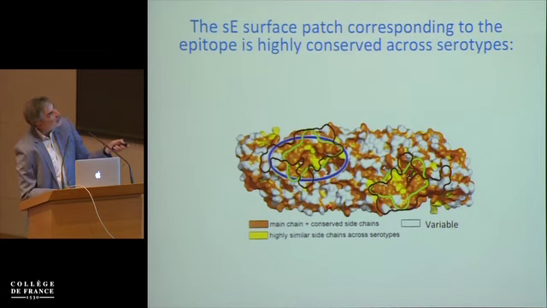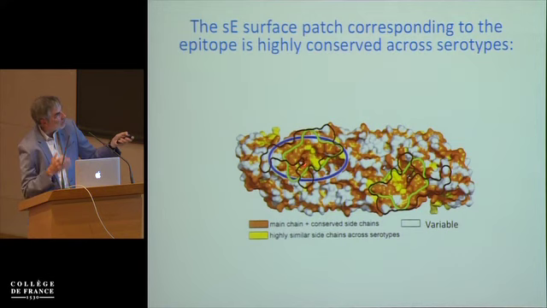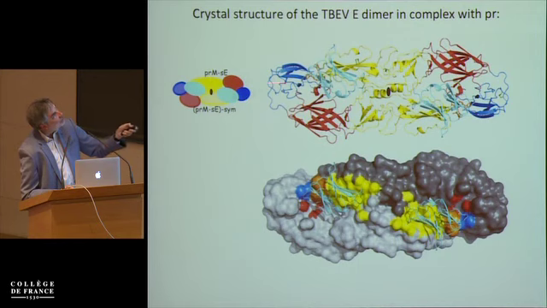So here, everything that is variable is white, and the main chain, which doesn't vary because you cannot mutate the main chain unless having insertions, or conserved side chains are orange, and yellow are highly similar, for instance, leucine or isoleucine. So there is a conserved spot at this region. The green is the EDE2 epitope, and black is the EDE1. This blue circle indicates where prM binds in the immature particle, which is here in pink, which is exactly the same site.